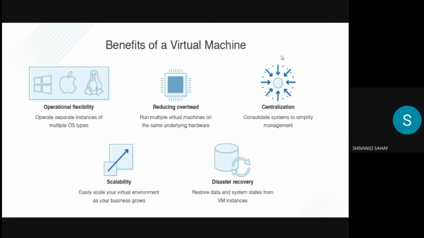Centralization consolidates systems to simplify management. As all the virtual machines are in one hardware, it is easier for us to locate and navigate what is happening and what implementations are happening in each virtual machine. Scalability means we can easily scale our virtual environment. And disaster recovery restores data and system states from VM instances. So even if any data gets lost in the process, it is able to restore the data from the instances that we create in our virtual machines.